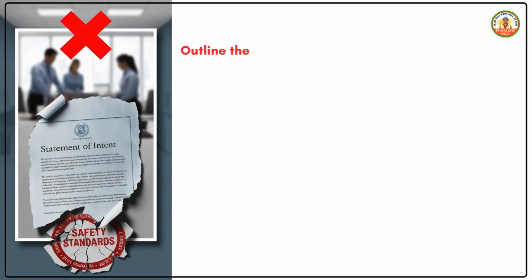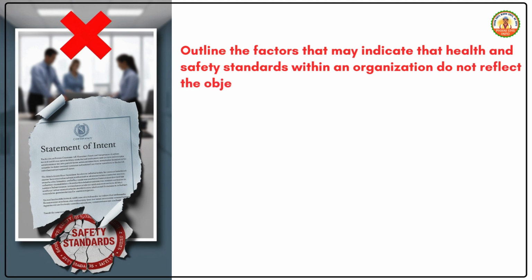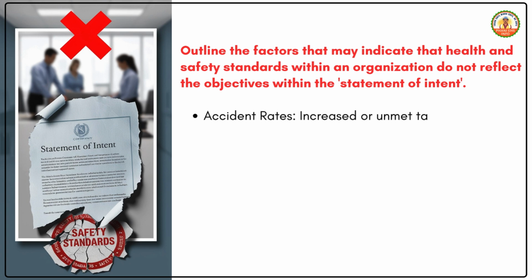Outline the factors that may indicate that health and safety standards within an organization do not reflect the objectives within the statement of intent. Accident rates, increased or unmet targets. Enforcement actions, non-compliance with standards.